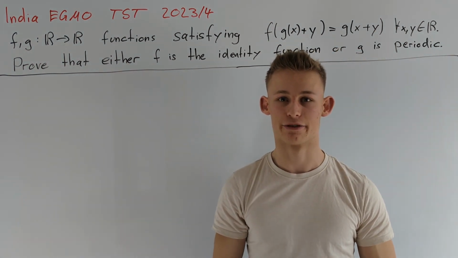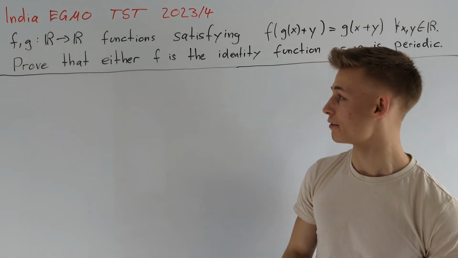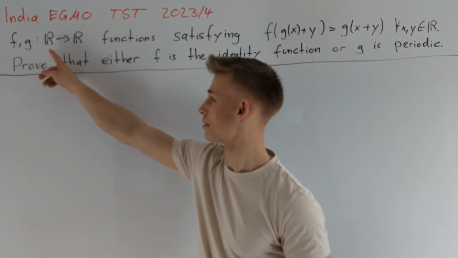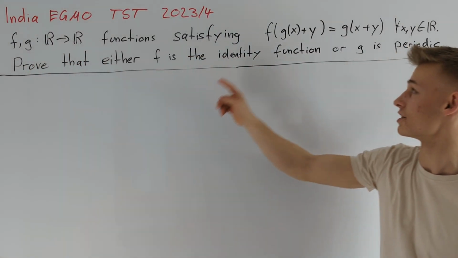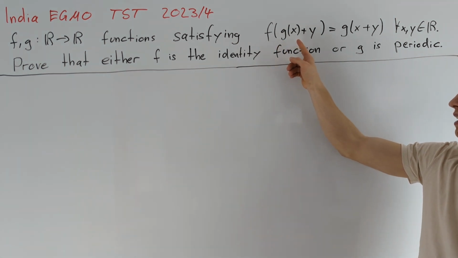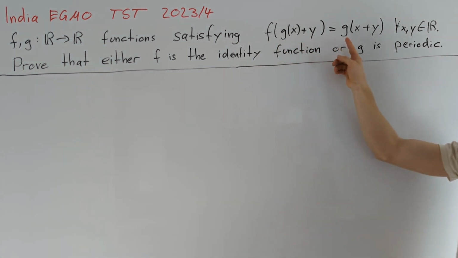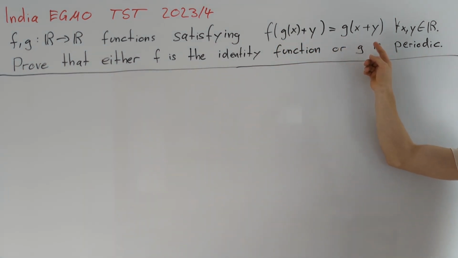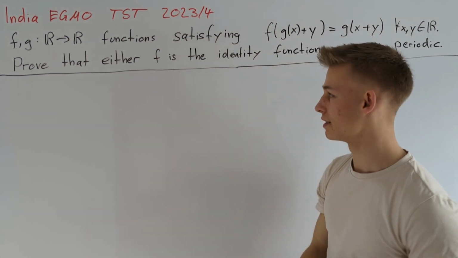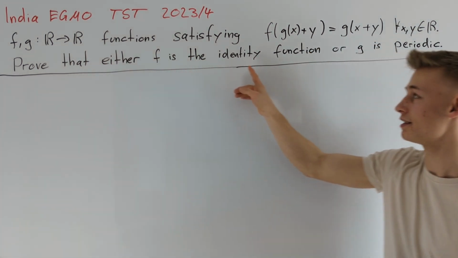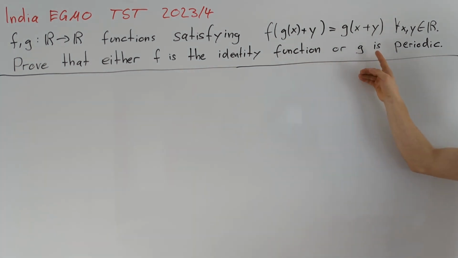At first, let's have a look at the problem statement. We have two functions f and g from the reals to the reals, such that f of g of x plus y is equal to g of x plus y. Now we have to prove that either f is the identity function or g is periodic.